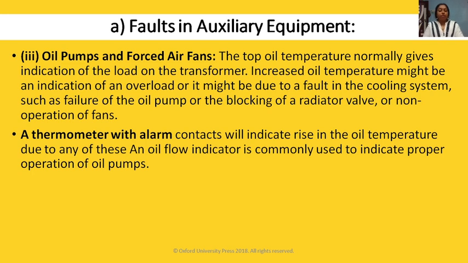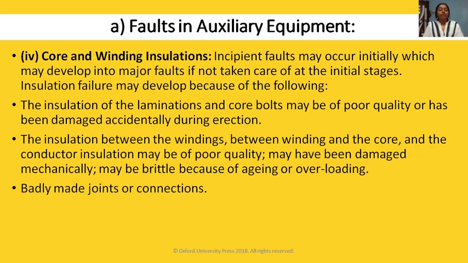Now we will see the fourth one, core and winding insulation. There may be faults in core as well as winding insulation. Incipient fault may occur initially, which may develop into a major fault. Small developing faults are called incipient faults, and this fault may occur in the core and winding insulation, which may develop into a major fault if not taken care of at the initial stages.